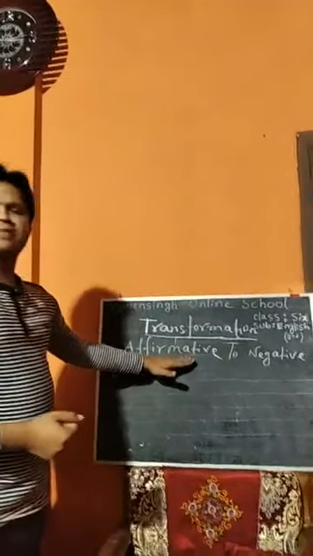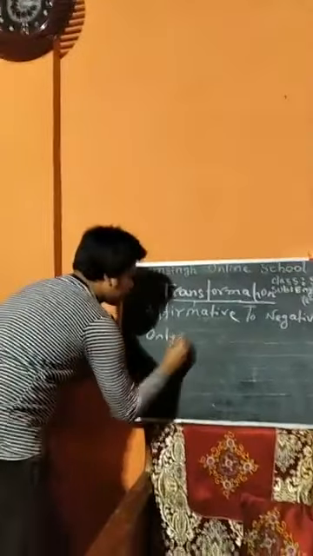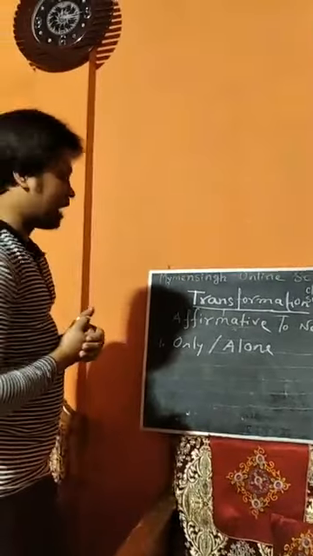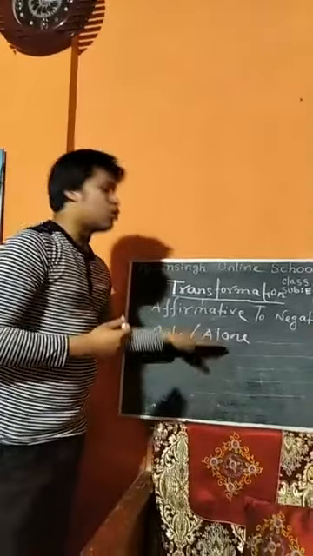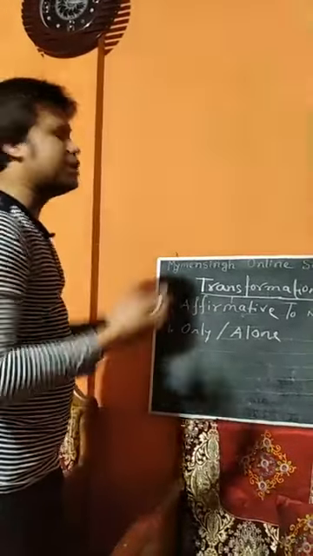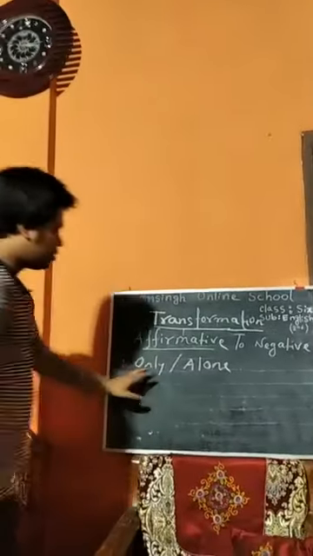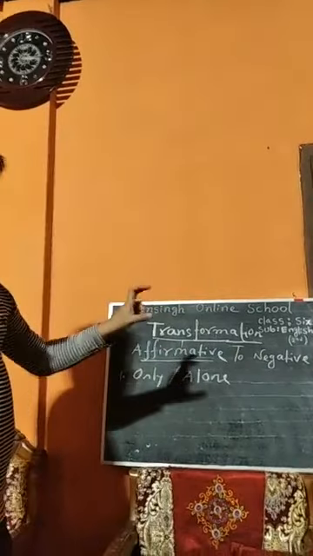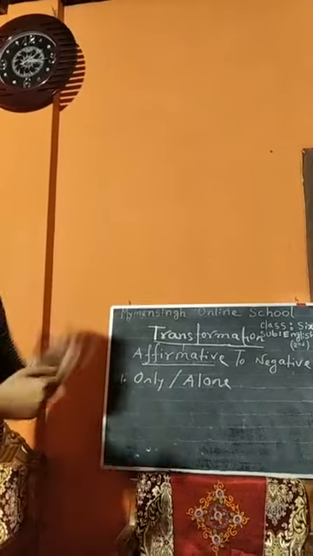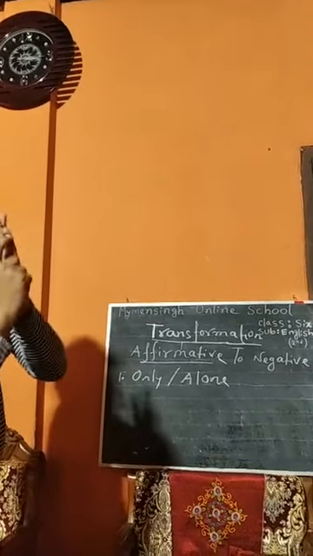Number one rule: in an affirmative sentence, you may find only or alone. You may know the meaning of only and alone, and we replace this only or alone by none but, nothing but, not more than, but there is something hidden in the meaning. You have to be careful. When you find the word only or alone in an affirmative sentence and you are asked to transform this sentence into negative, then you will replace this word by none but, nothing but, or not more than, or not less than.